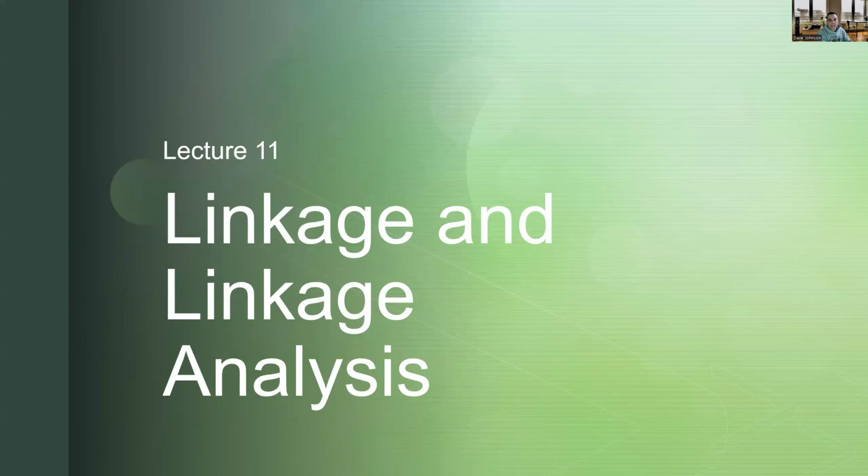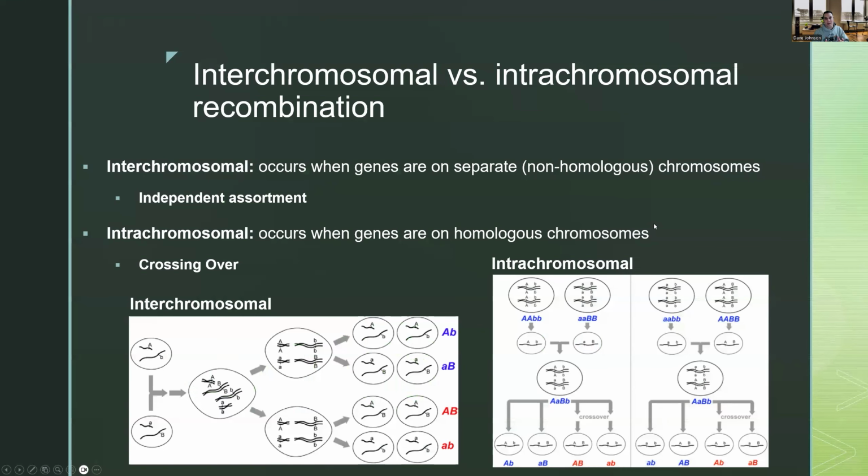So let's talk about recombination first. This is all about recombination. There is interchromosomal recombination and there's intrachromosomal recombination. Let's back up. When we talk about recombination, we're talking about the shuffling of genes.